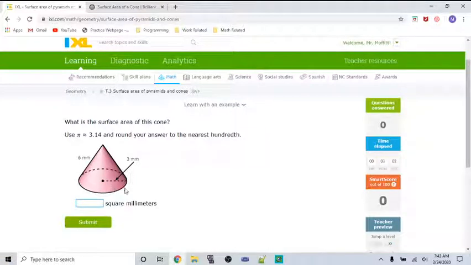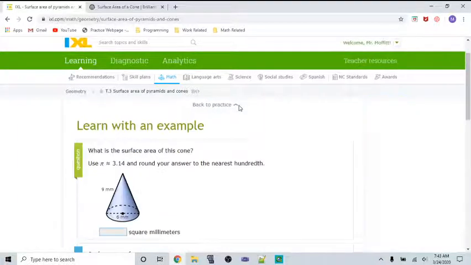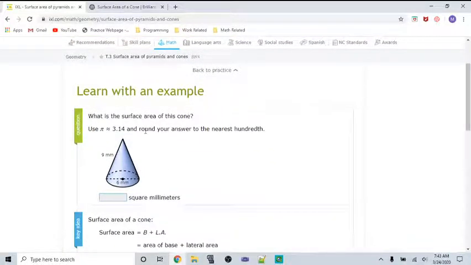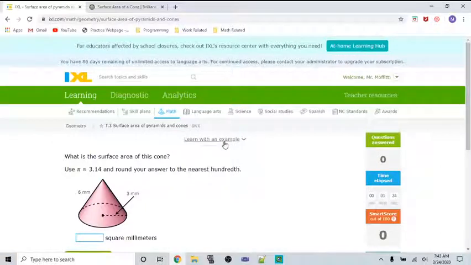And what I really like about IXL, if you decide that my voice is too annoying, or if you decide to really branch out and try some things on your own, is at the top here, they do have a Learn with an Example option, which is pretty nice. So if you go to Learn with an Example, it'll give you a problem similar to what you're looking at. It's not the same one. Okay, good.